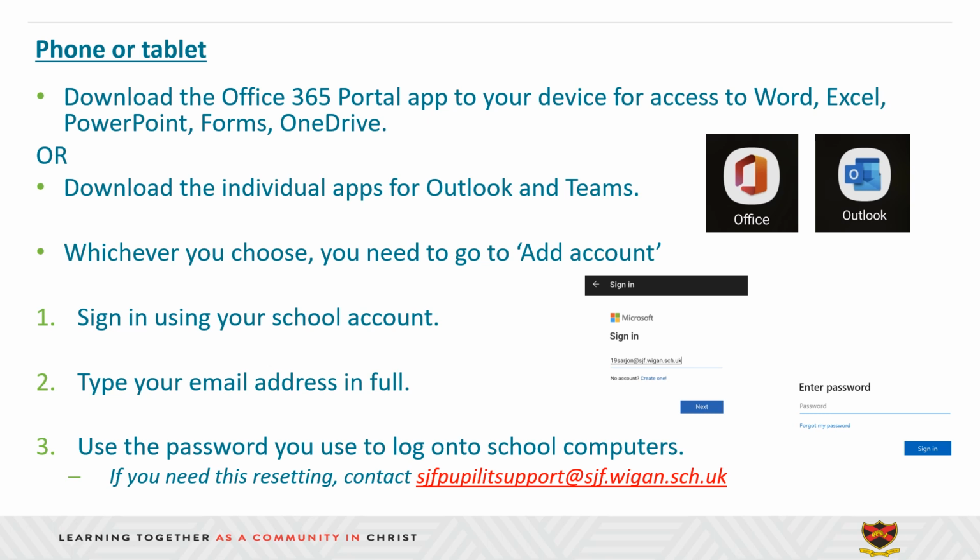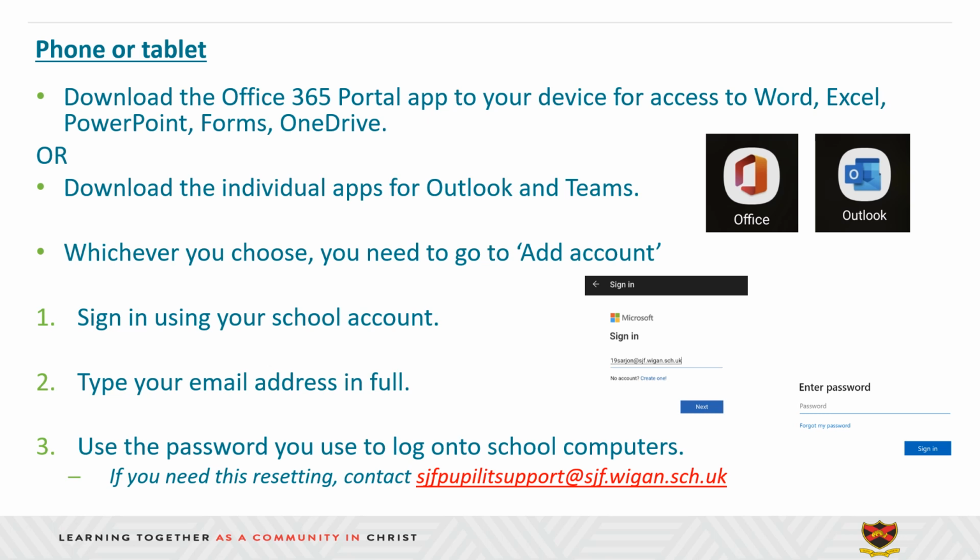Or you can download individual apps. For example, Outlook and Teams work best if you have their individual apps on your device. Whichever application you choose, you need to go to Add Account as soon as you download the application. You sign in using your school account details.